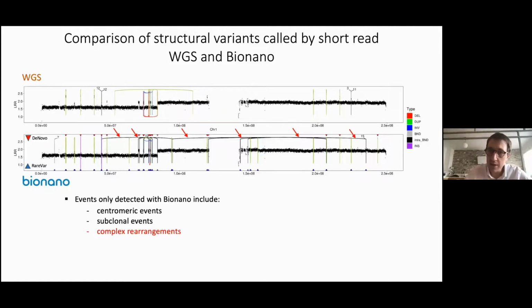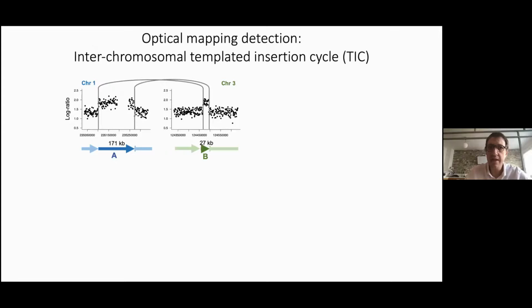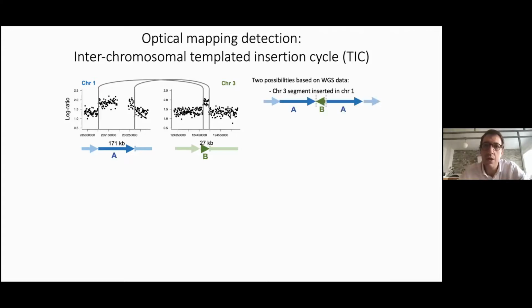So now let's go back to our typical events induced by replication stress, which we wanted to characterize with optical mapping. Like I said, for this kind of interchromosomal templated insertion cycle, we cannot really detect the precise event with whole genome sequencing. All we can do is make hypotheses. In this case, there are two hypotheses: either segment B within 2 copies of segment A or segment A within 2 copies of segment B.